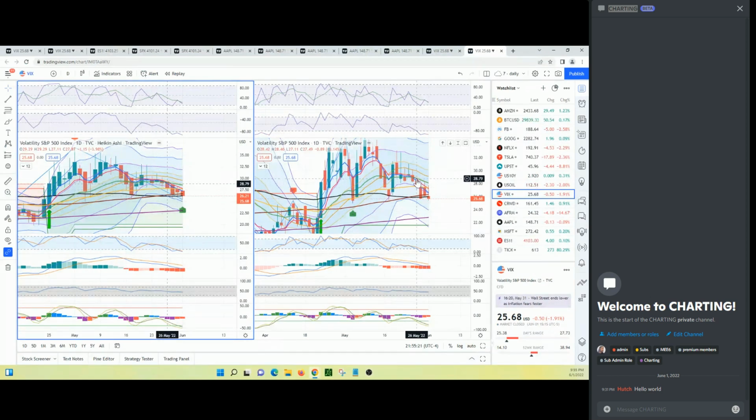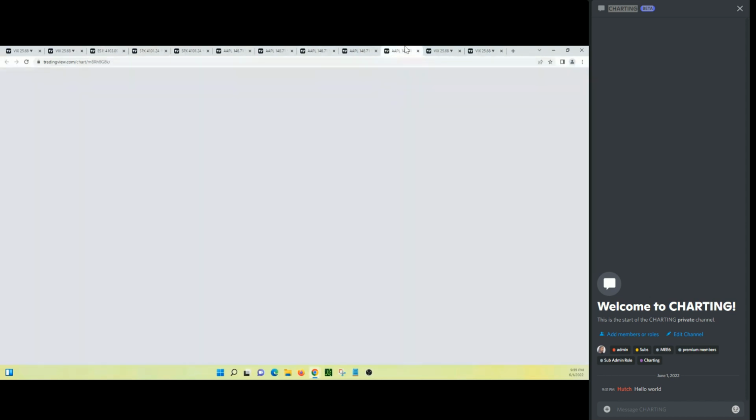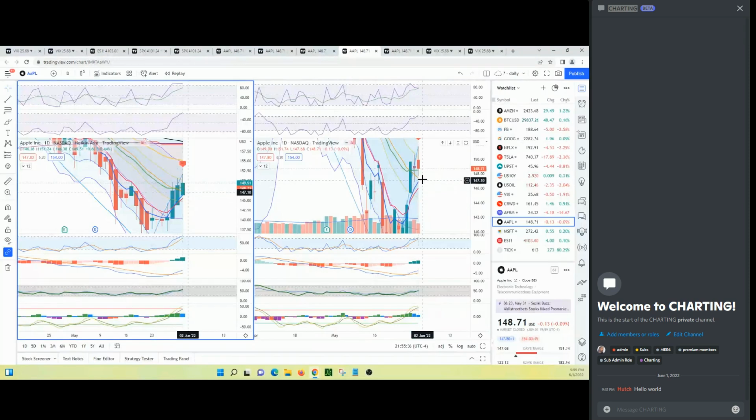That 8 below 21 is still intact on the VIX, so we can still look for a push down on VIX and upside in the markets. But this is the thing that is still bothering me, and this is the reason I'm skeptical about the markets to the upside. If Apple starts to push down into this number, then it will drag down everything with it. That's my thesis on the markets.